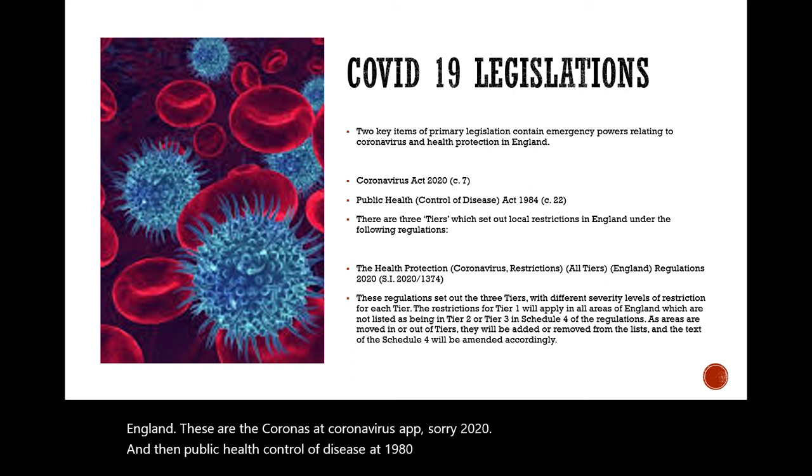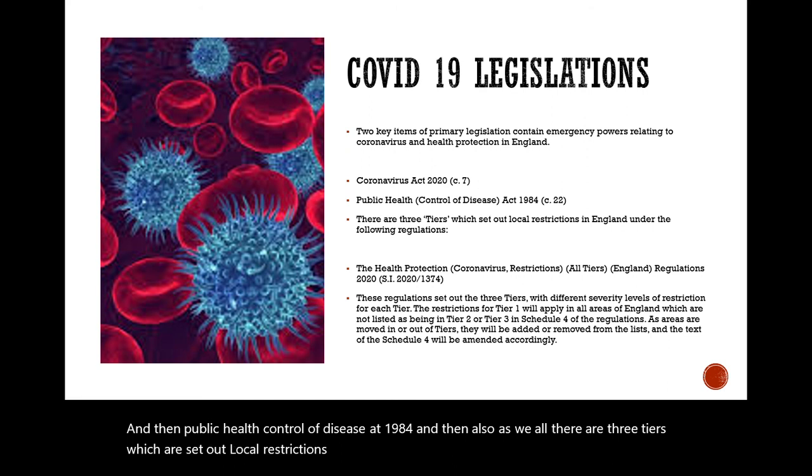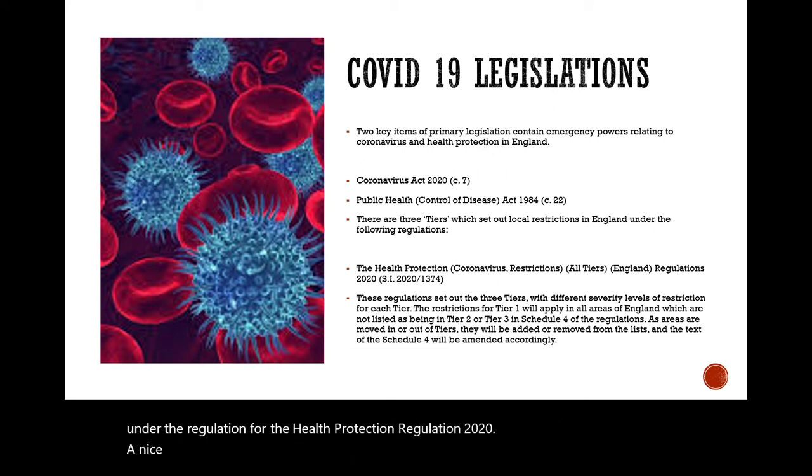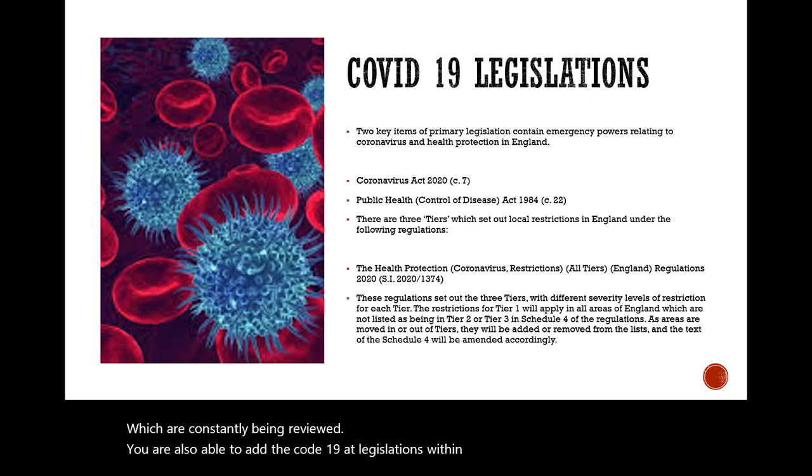And then also, as we all know, there are 3 tiers which set out local restrictions in England under the following regulations. These tiers are under the Health Protection Regulations 2020, and these regulations set out the 3 tiers which relate to different severity levels of restrictions for each tier, which are constantly being reviewed. You are also able to add the COVID-19 legislation within your presentation, as this will probably overlap with infection control.